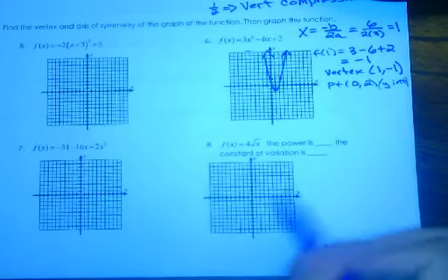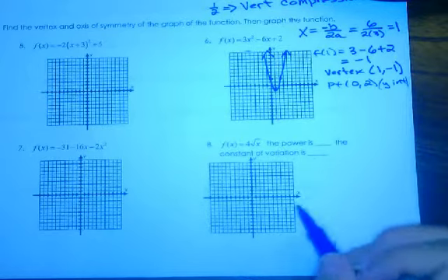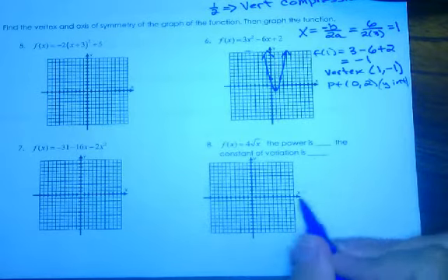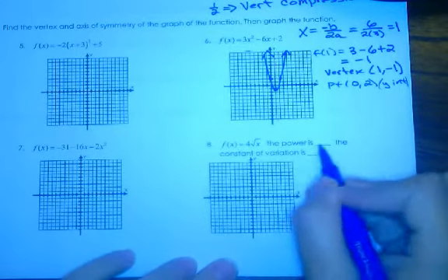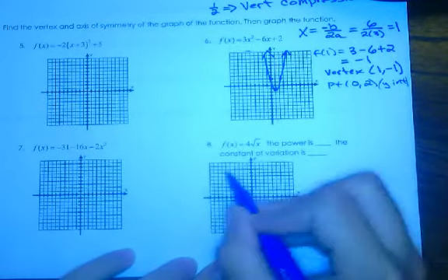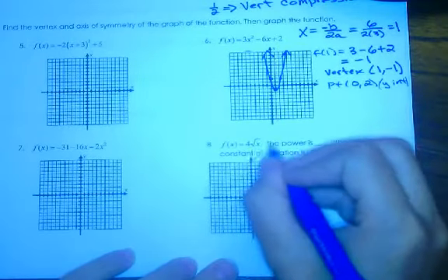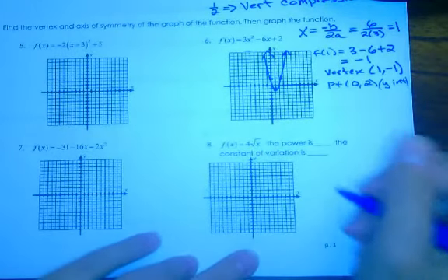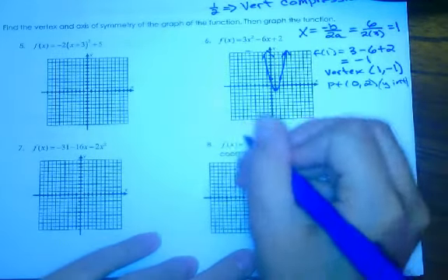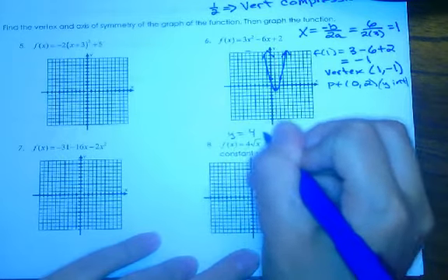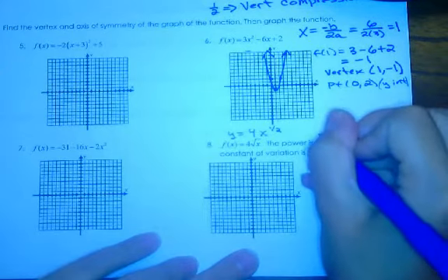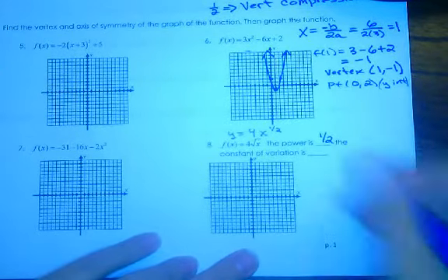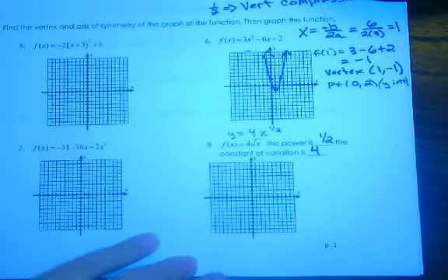Alright, next thing we're going to talk about is this power function here. So what I would recommend for this is to answer these two questions: what is the power, and what is the constant of variation? Remember, the power square root is the same thing as the 1/2 power. So this is mathematically equivalent to y equals 4x to the 1/2 power. So the power is 1/2. The constant of variation is 4.